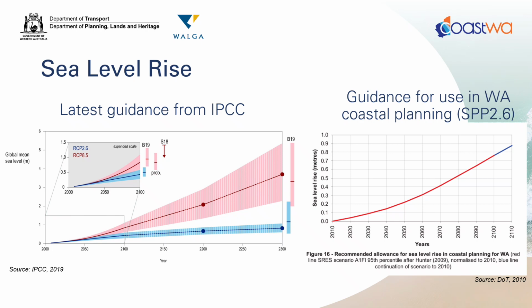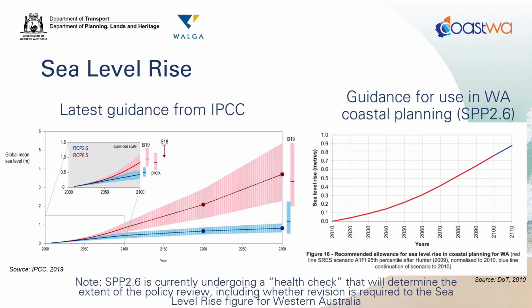Important to note though that guidance, which is provided by the Department of Transport and used within state coastal planning policy, is currently undergoing review as part of a health check of SPP 2.6, and that will determine the requirement for any revision of that sea level rise for use in Western Australia. So I guess watch this space in terms of when that is available. That will need to be included in any future assessment.